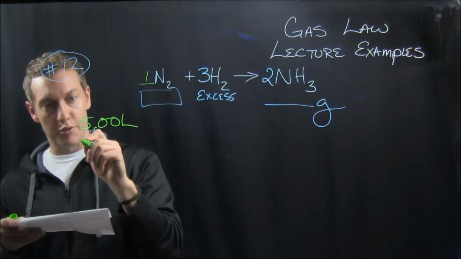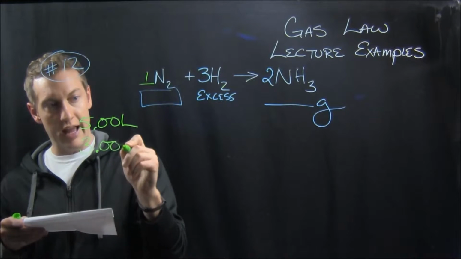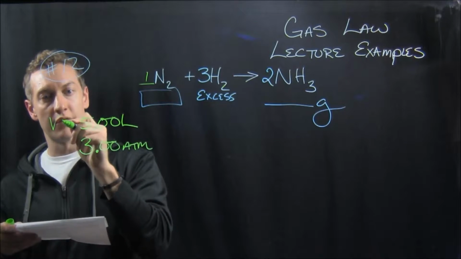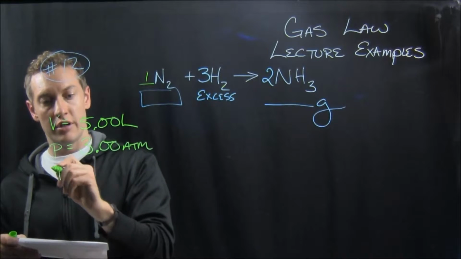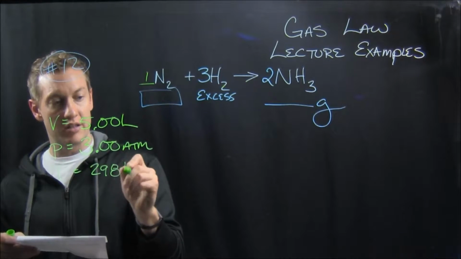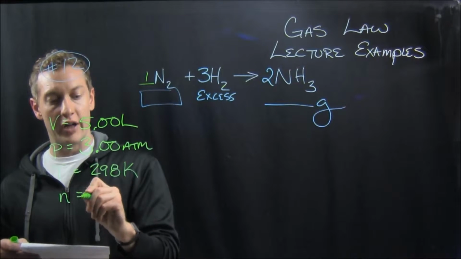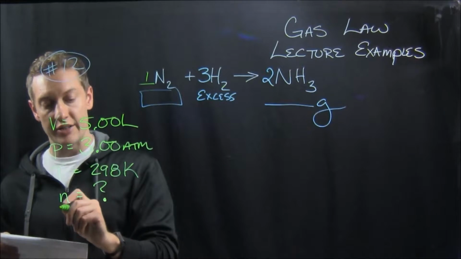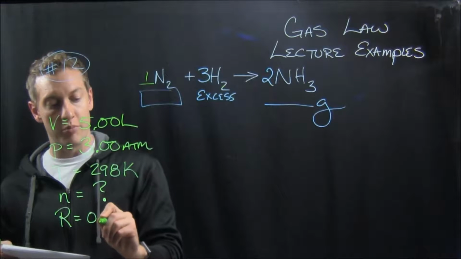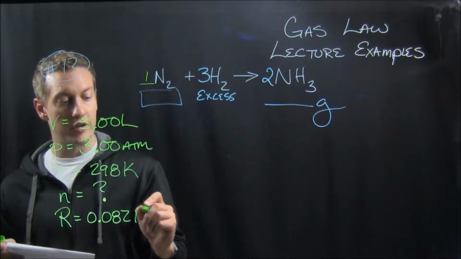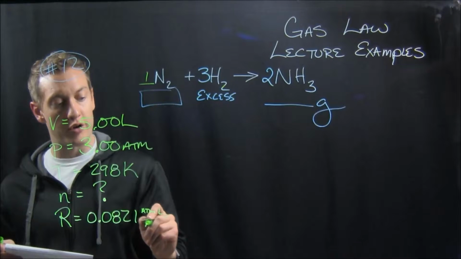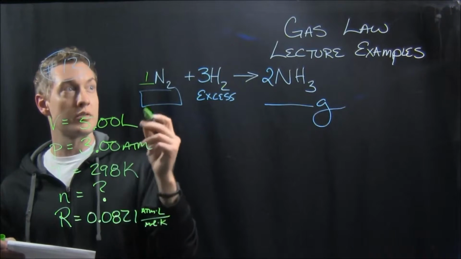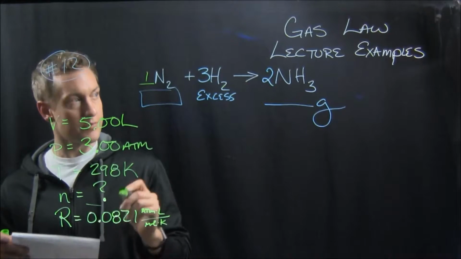Tells us that the pressure is 3 atmospheres, and it's happening at a temperature. So that's our volume, that's our pressure. Temperature is 298 Kelvin. We're going to want to find moles, and it looks like we're shaping up to use the ideal gas law there, and R is going to be 0.0821 atmosphere liters per mole Kelvin. So we can set up that equation, solve for moles.